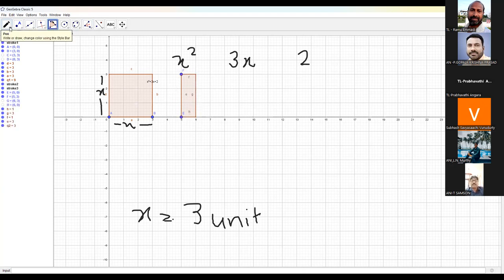So what is this? What is the area of this rectangle? This is x and this is 1. So we have x into 1, that is x. So similarly, we can make 2 more rectangles for 3x. For the 2 more rectangles, you can also click on this.